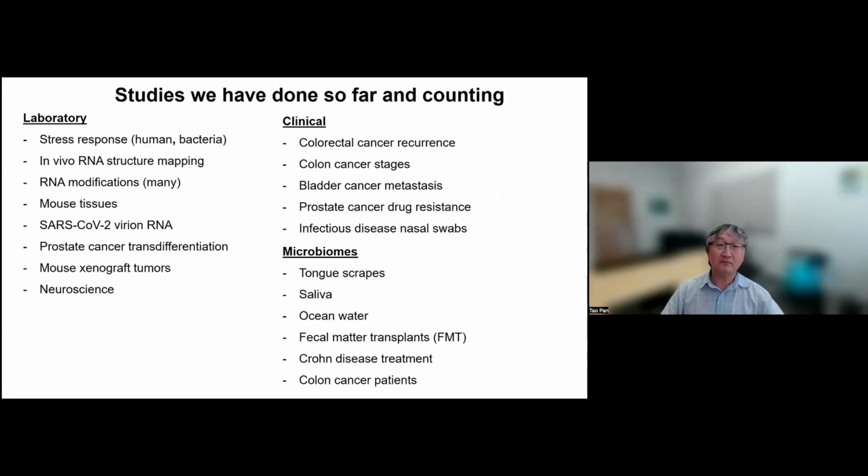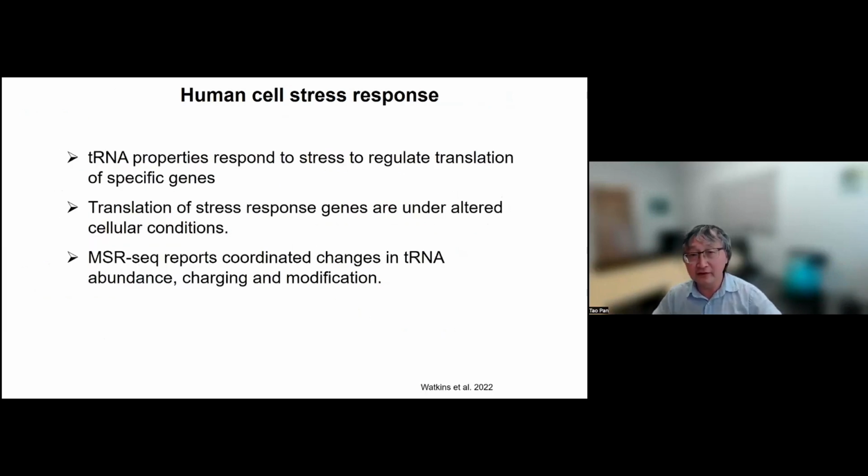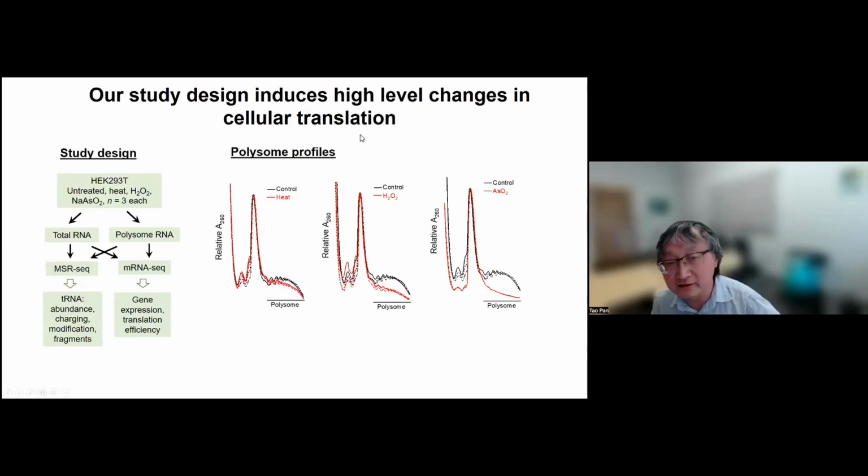Okay, so we did a bunch of studies. Just because now we have a tool, literally now we have a hammer, I just go around looking for nails, and we did a bunch of things. I'm just going to go through two of those very briefly. One is the human cell stress response. Here's the idea: tRNA properties, of course, respond to stress and regulate translation, and translation of stress response genes under stress conditions, right? So cells don't need to do translation, but they have to do something differently. Okay, so here's how we did the experiment. We take our Higgs cells and stress them in three different ways: heat, hydrogen peroxide, and sodium arsenite.